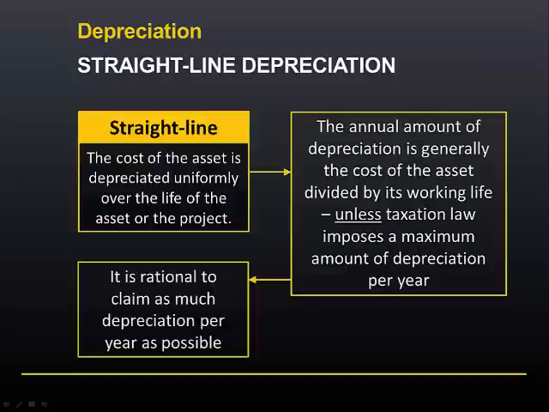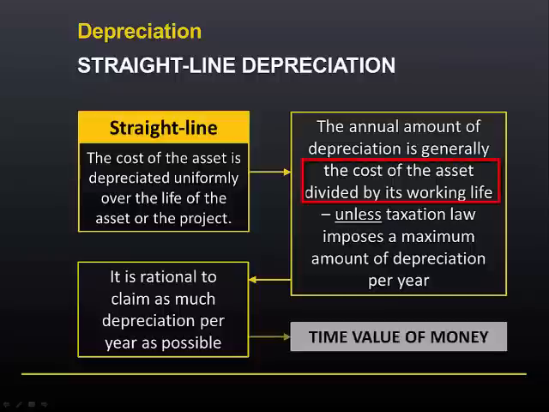It is rational to claim as much depreciation per year as possible. So if the tax law allows you to claim more than the amount of depreciation indicated by this calculation, we would do so. This is in order to reflect the time value of money. The earlier we receive a cash flow, the more valuable it is to us. And as we said earlier, the depreciation tax shield, the reduction in tax payable as a result of depreciation, is an incremental cash inflow, and we want them as early as possible.